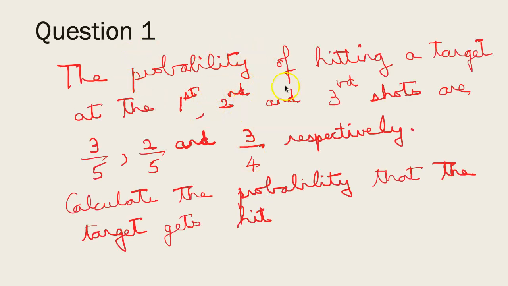Question 1. The probability of hitting a target at the first, second and third shots are 3 by 5, 2 by 5 and 3 by 4 respectively. Calculate the probability that the target gets hit.